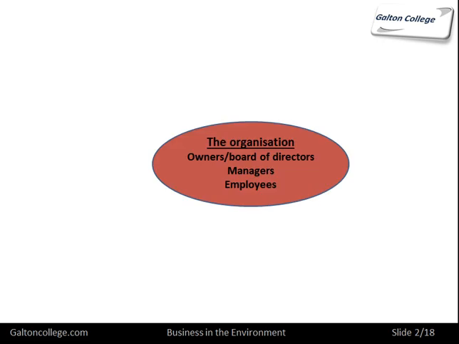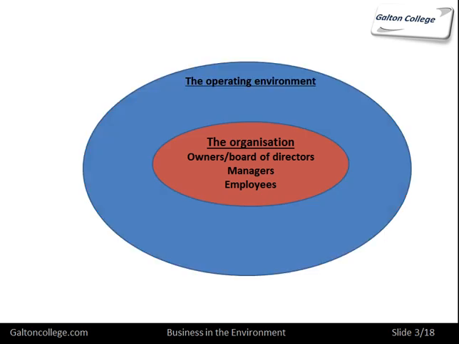pictorially. First of all, we start with the organization, the board of directors, the managers and the employees. So that is the organization. That's what we're concerned with. Now, the organization exists in the operating environment. And by that we mean that there are government agencies and administrators. So the organization produces a product, but it must meet the requirements of the legal system.